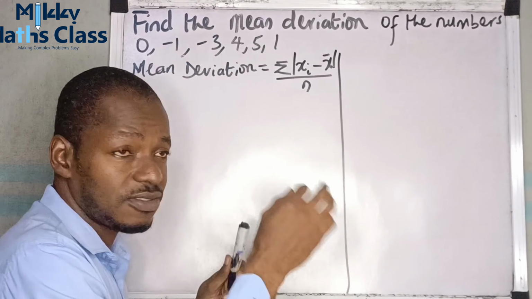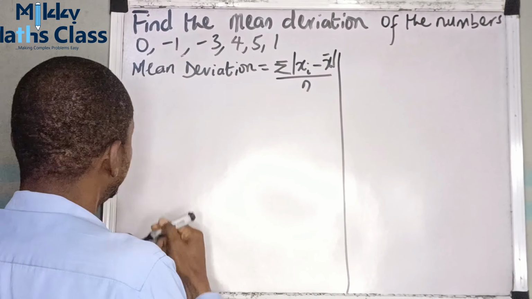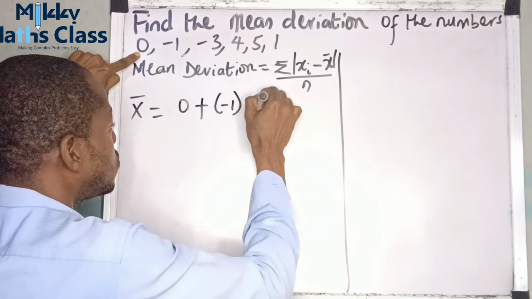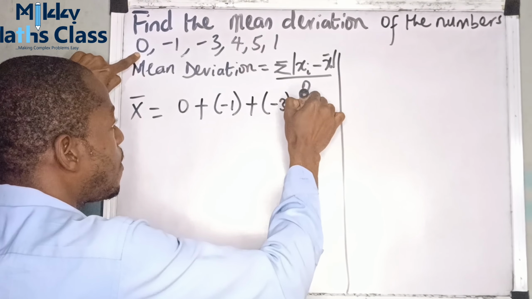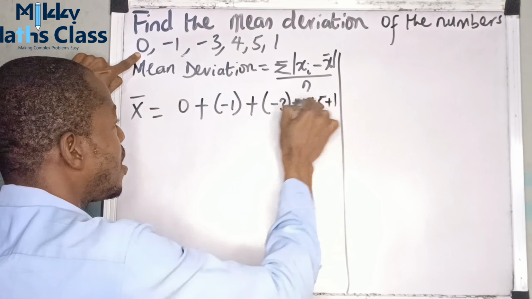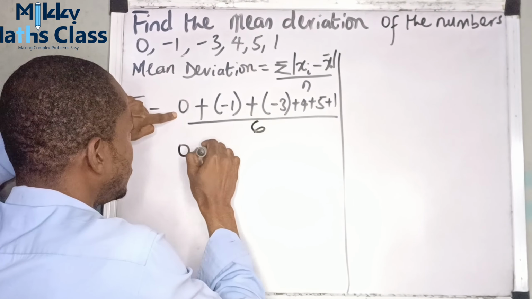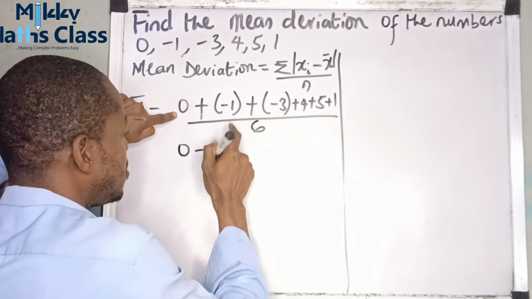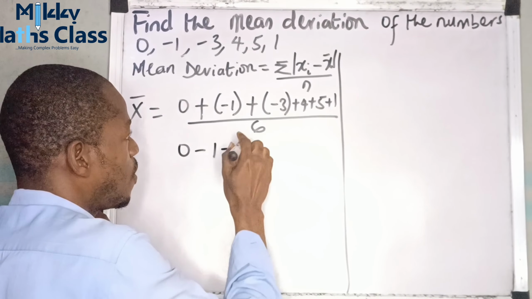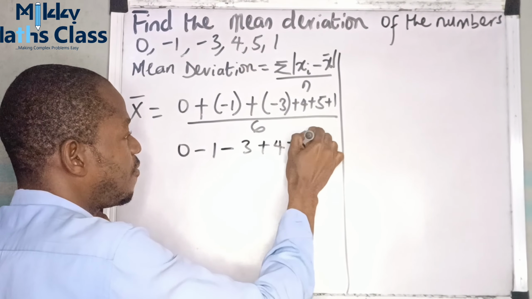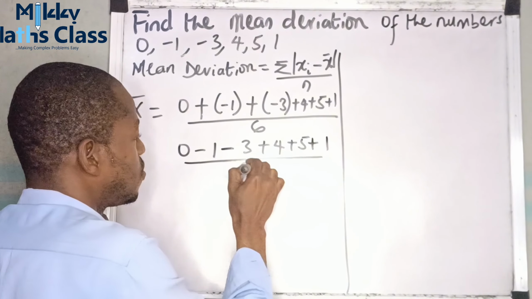So the first thing we find is the mean. We look for the x bar, the mean of those numbers. The mean is, I add all of them and divide by the total number. So this is 0 plus -1 plus -3 plus 4 plus 5 plus 1 over 6. This becomes 0 minus 1, minus 3, plus 4 plus 5 plus 1 over 6.